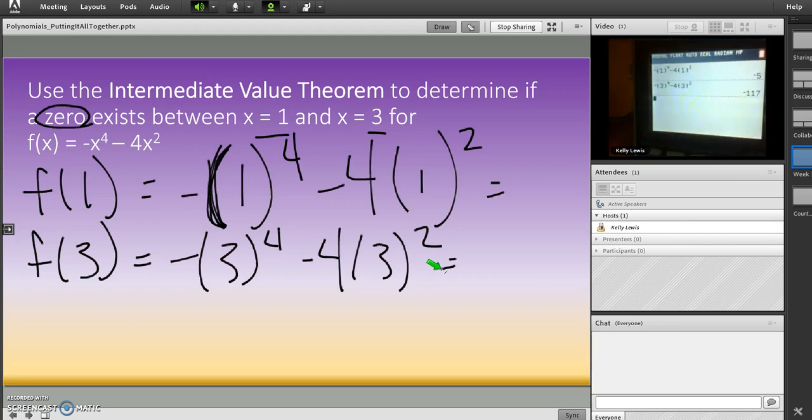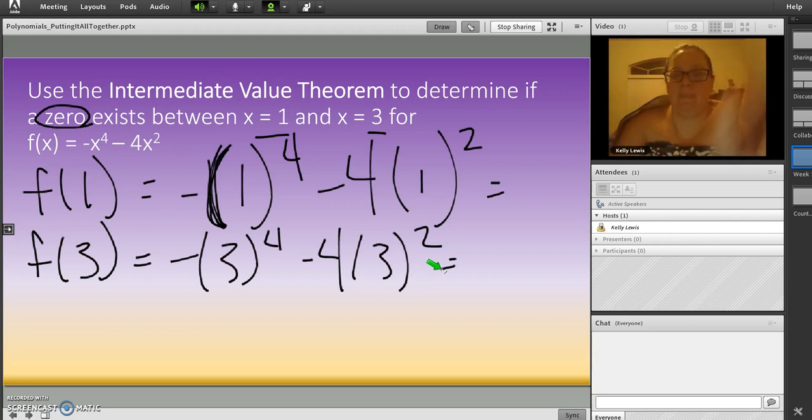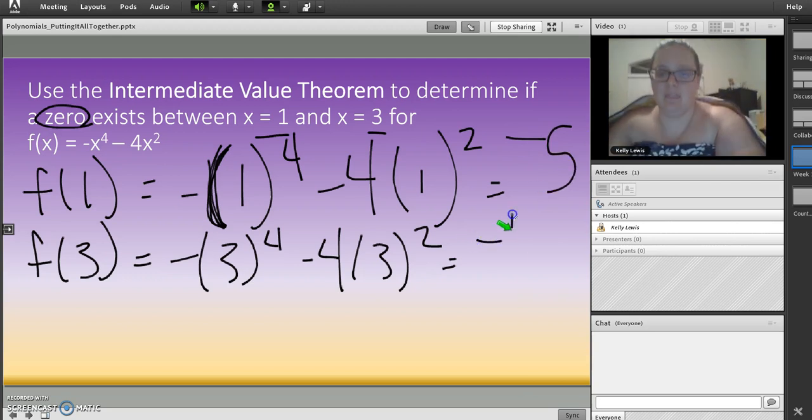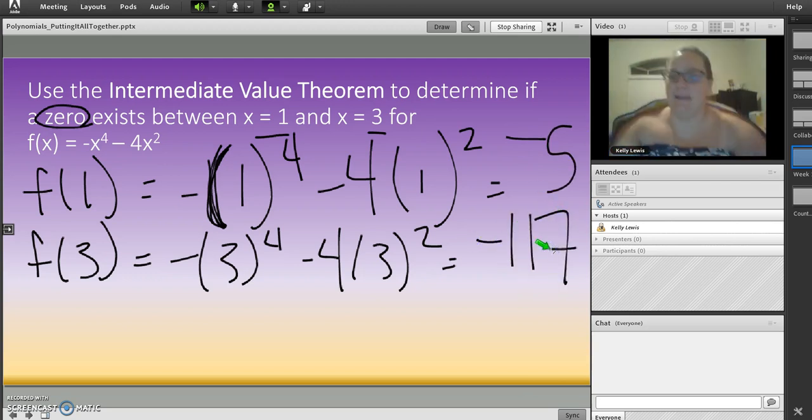All right, so I got negative 5 and negative 117. I didn't get a positive and a negative. Hang on.